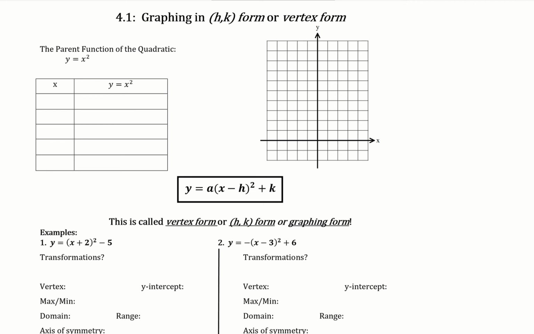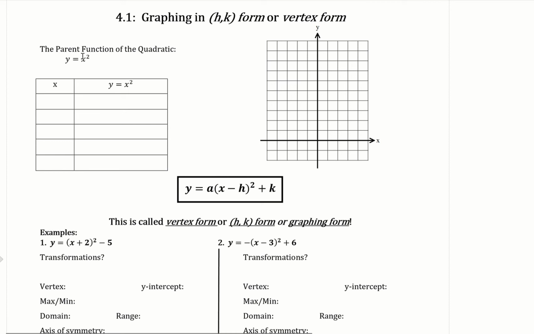In this video we're going to take a look at the 4.1 notes for Algebra 2, where we're going to focus on graphing quadratics that are in vertex form. So the first thing we're going to do is take a look at what the graph of a basic quadratic function looks like, and that's from the parent function y equals x squared.